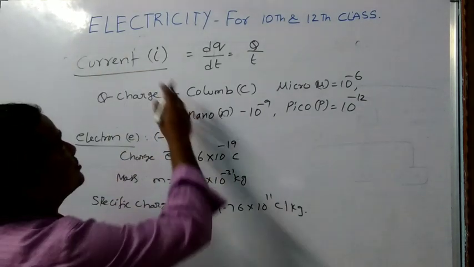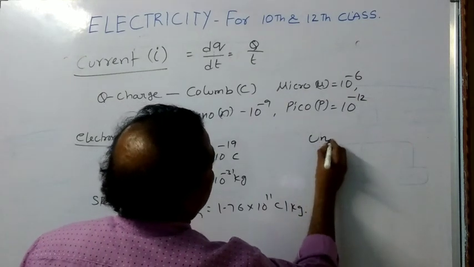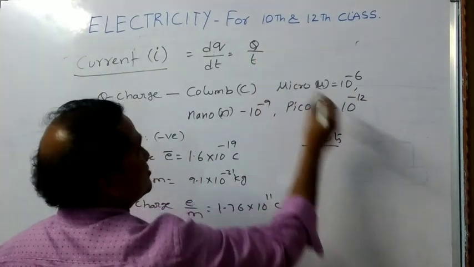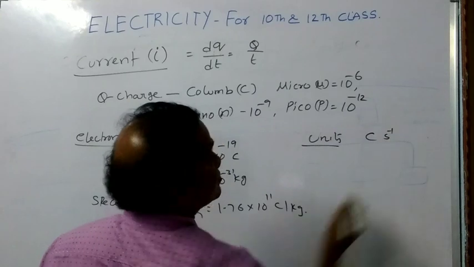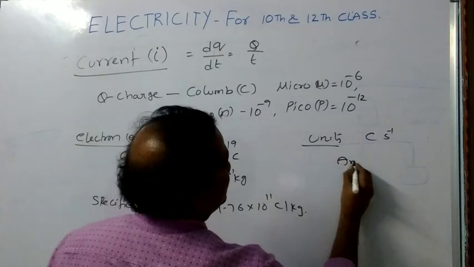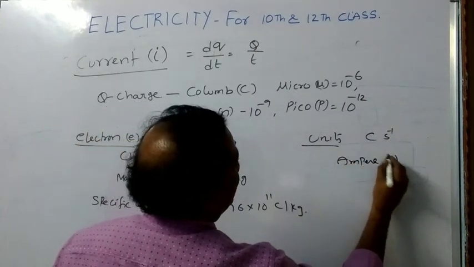Now what are the units of current? Simply, you can say coulomb per second, or another unit is ampere, simply A, or amp.